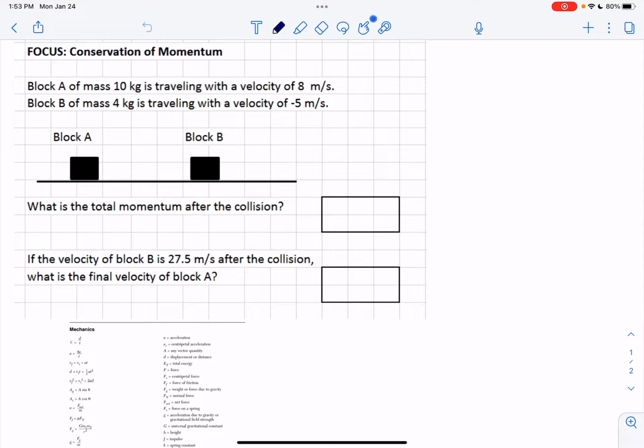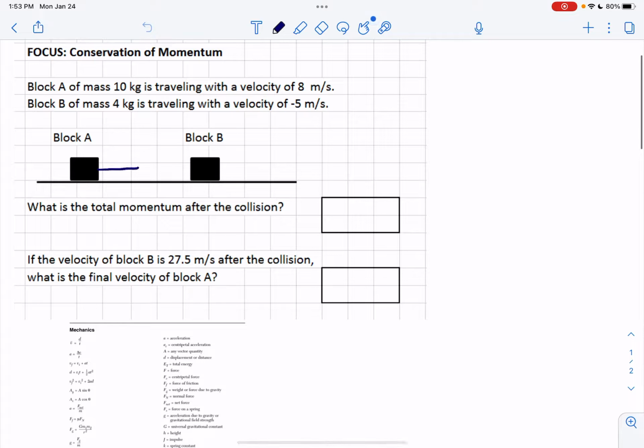So let's get started. It says block A of mass 10 kilograms is traveling with a velocity of 8 meters per second. So here's my vector, 8 meters per second. My mass of block A is 10 kilograms. Block B of mass 4 kilograms has a velocity of -5 meters per second. And that negative is really going to be important because that's indicating that it's traveling in the opposite direction, so they're going to have a head-on collision. So we need to solve for the total momentum after the collision.